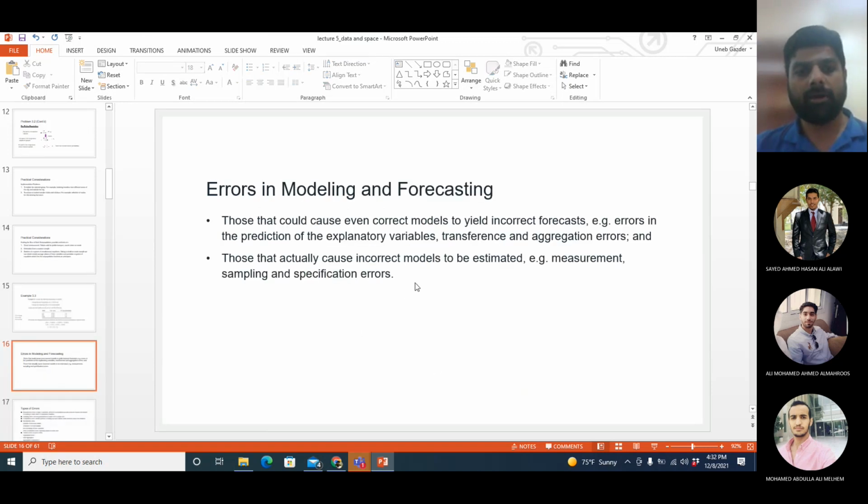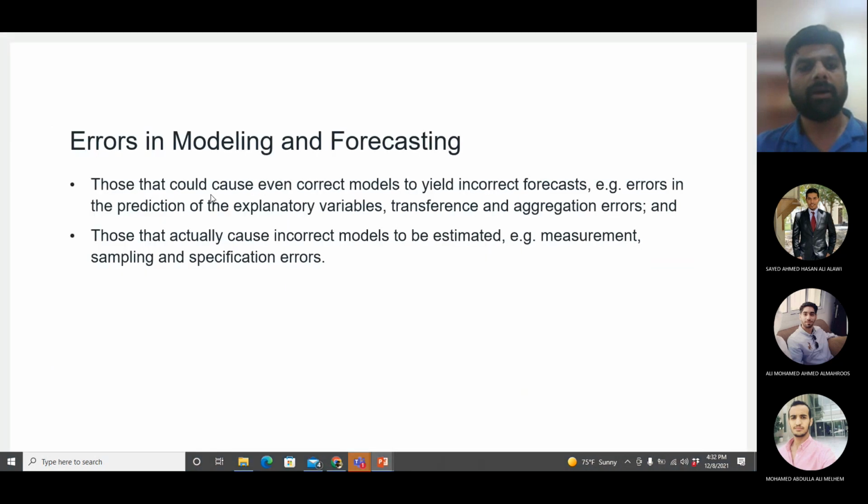Okay, now let us discuss the errors in modeling and forecasting. Errors can be of two types. Okay, there are mainly two types of errors. Errors that may cause even correct models to yield incorrect forecasts. So the model is correct. Model meaning equation. The equation is correct. Okay, but still it is giving you wrong answers.